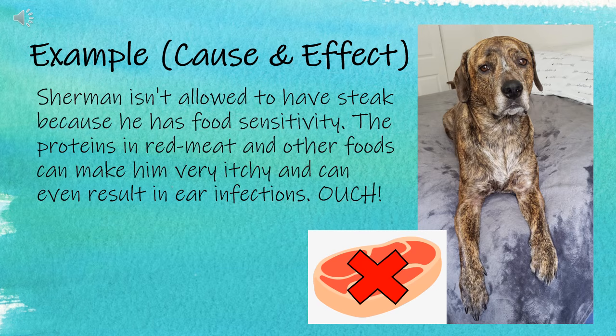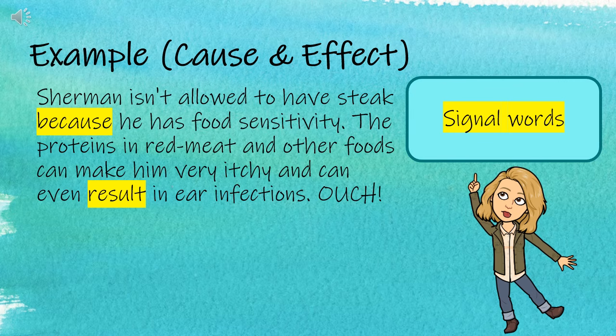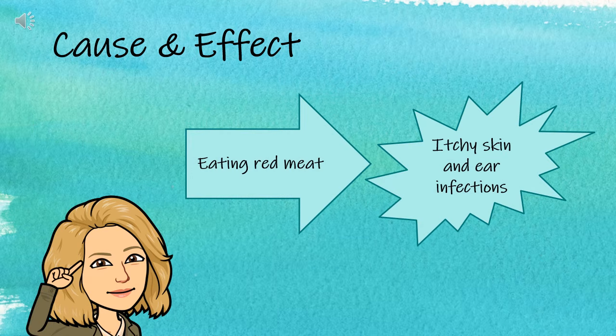Here's an example of a text using cause and effect. Sherman isn't allowed to have steak because he has food sensitivity. The proteins in red meat and other foods can make him very itchy and can even result in ear infections. Ouch! This example uses the signal words because and result to help us identify this text as using cause and effect. The cause is eating red meat, and the effect is itchy skin and ear infections.